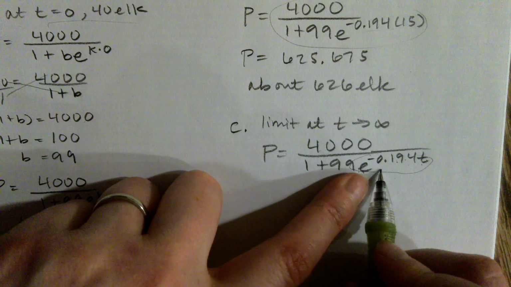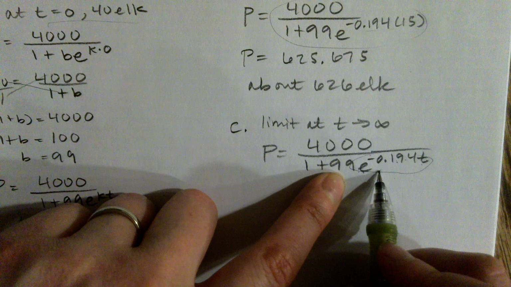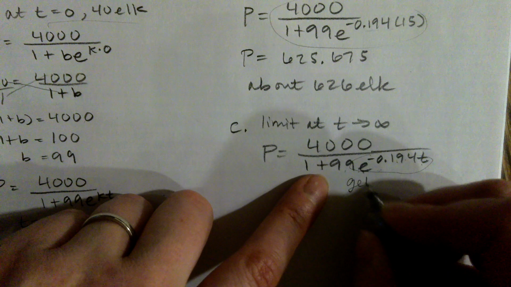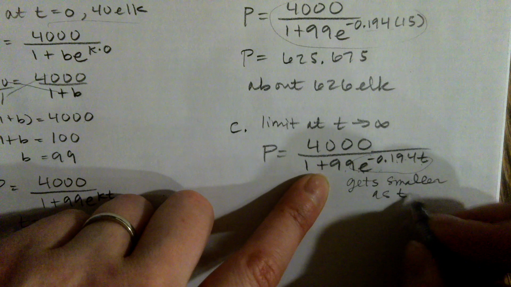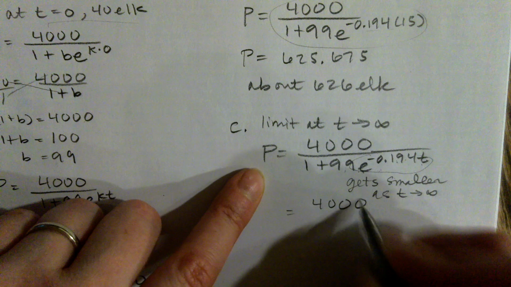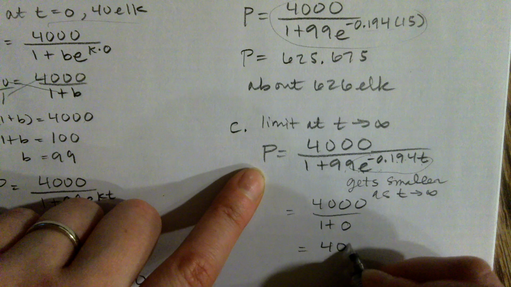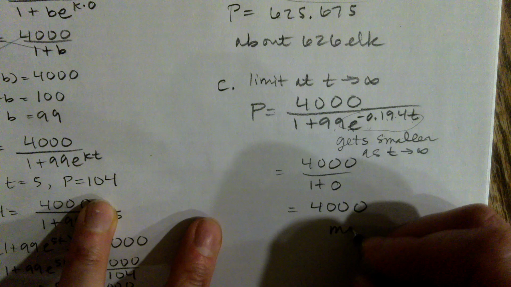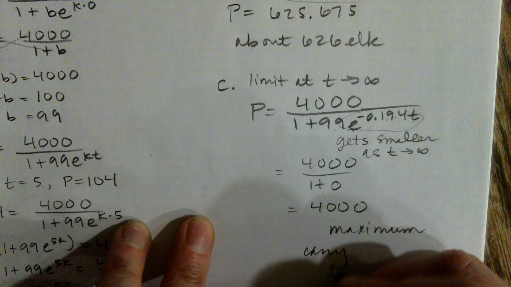And if this gets closer and closer to 0, it doesn't matter that I'm multiplying by 99. If I take a tiny decimal and I multiply by 99, it's still a tiny decimal. So this is just getting smaller as t gets larger. And so this basically just becomes 4,000 over 1 plus 0, which is just 4,000. And that is our maximum. They also call it, in your book, the carrying capacity.